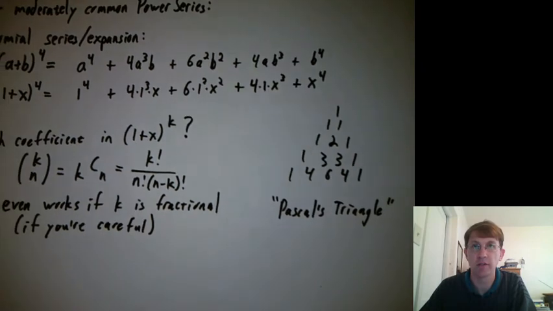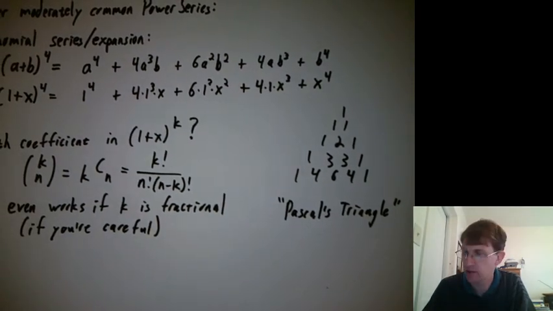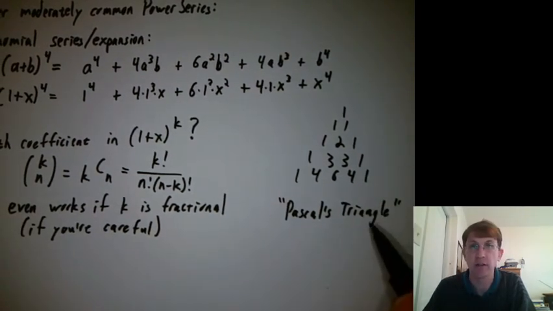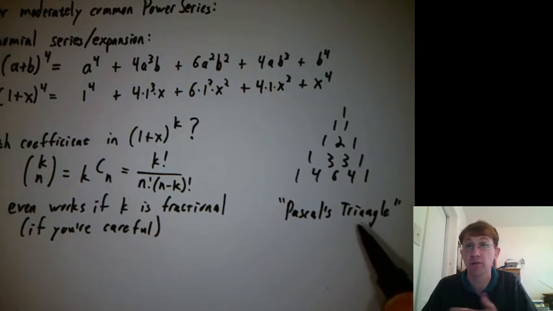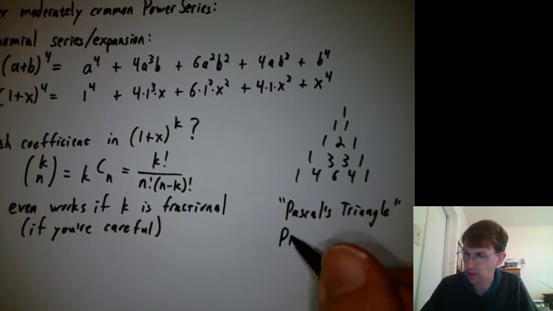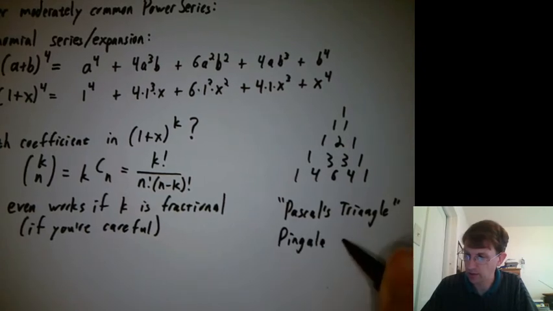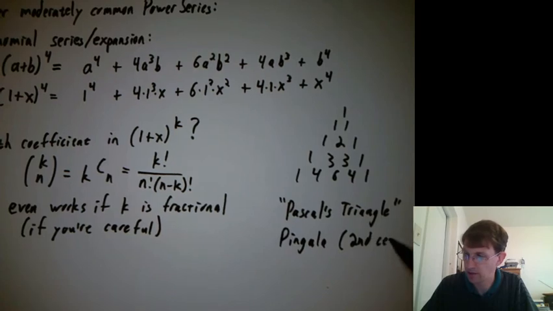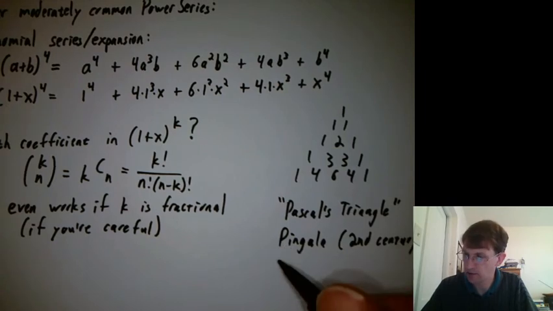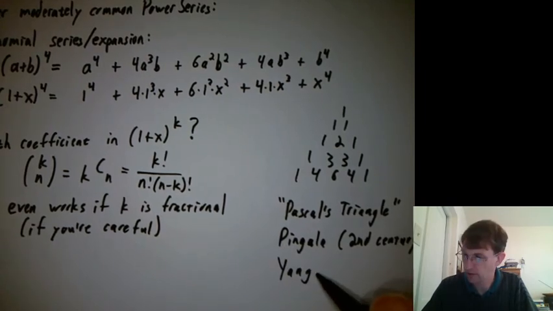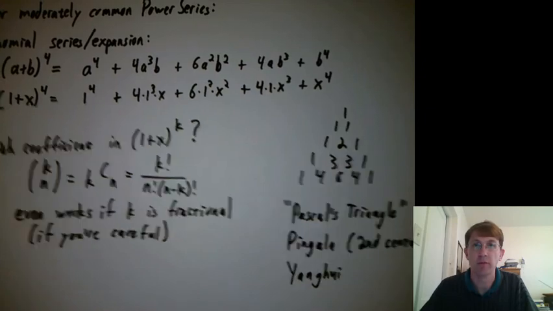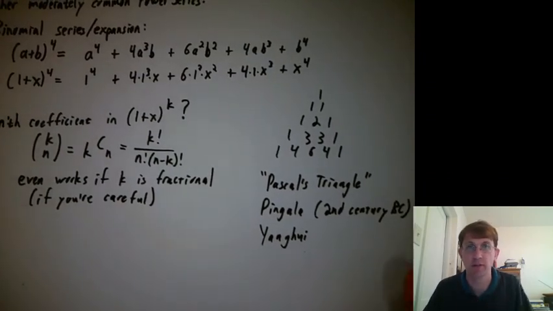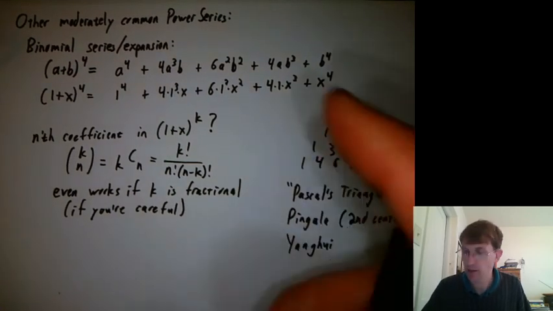Pascal was a mathematician who lived around the 1600s. Is it called that because he invented it? No, of course not. It was known almost 2,000 years before him by Pingala in India, so around the 2nd century BC. And in China, it was discovered by Yang Hui. So just because something is named after someone in math usually means it was not actually discovered by that person. So that's one common power series.